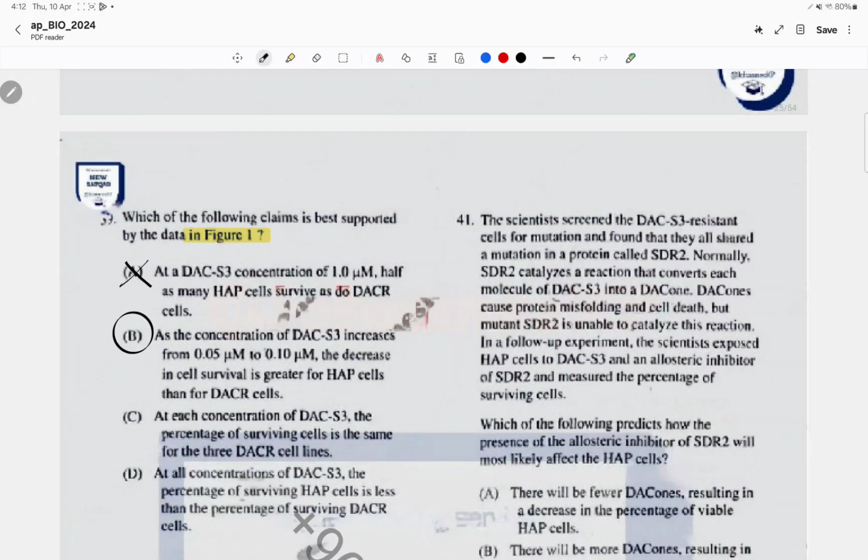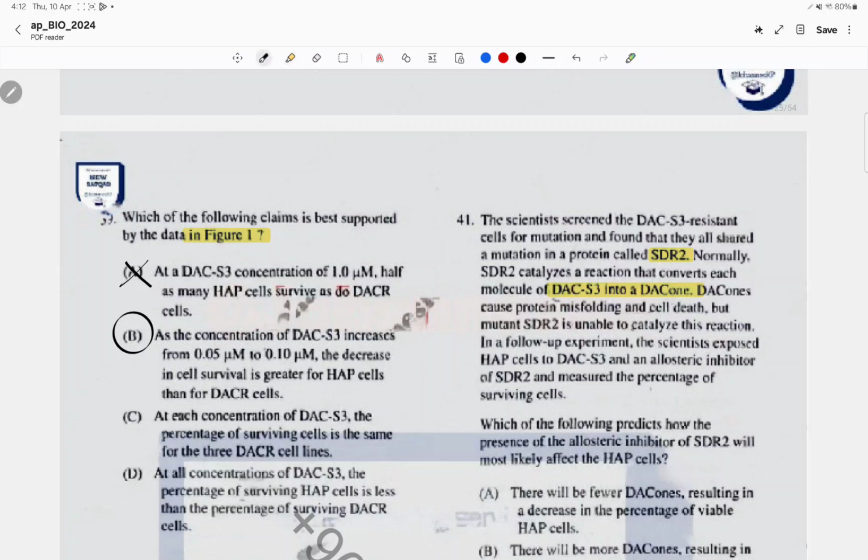41. The scientists screened the DACS3 resistant cells for mutation and found that they all shared a mutation in a protein called SDR2. So now the focus is going to be on SDR2. Normally, SDR2 catalyzes a reaction that converts each molecule of DACS3 into DA cone. DA cone causes protein misfolding and cell death.